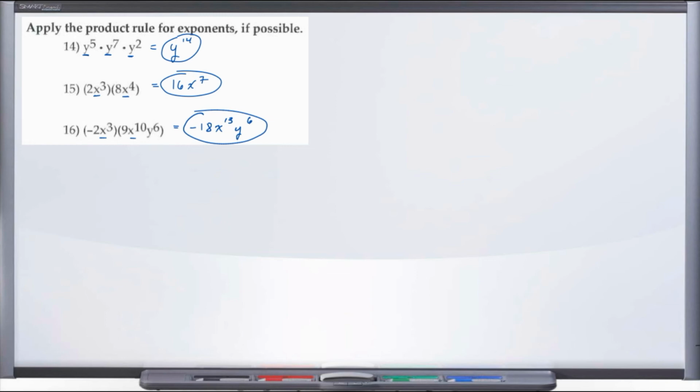All right, not too bad. Make sure, though, that you really know the rules for exponents, because we're going to get into a couple questions here in just a minute or two that involve a little bit more difficulty, and so make sure you're good on the rules of exponents. But for 14, 15, and 16, that is it. You're multiplying like bases, and so all you do when you multiply like bases is add the exponents.